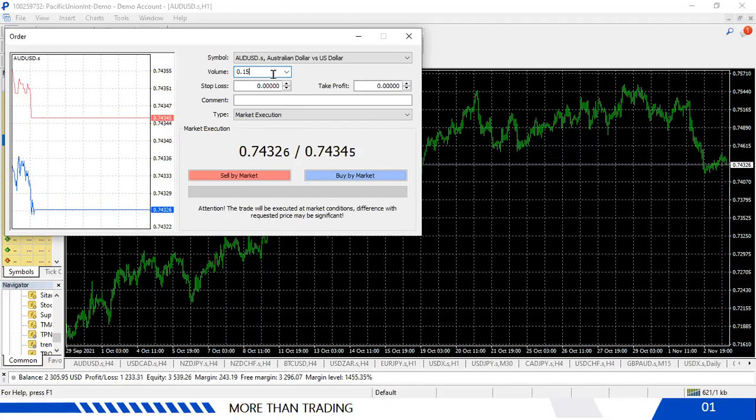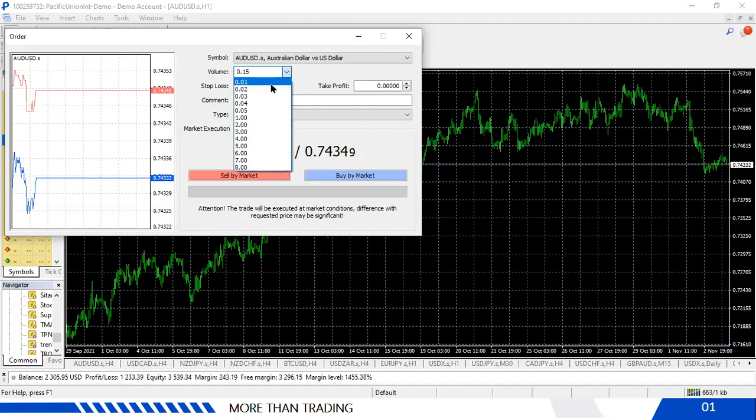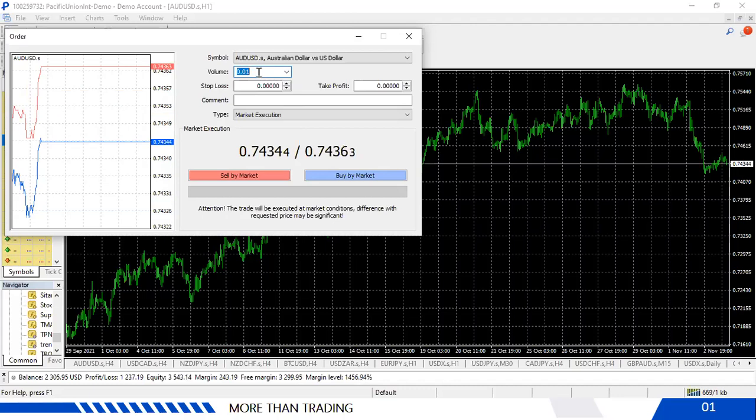But because you are using 0.15, it means 1 pip is $1.50. If you want to change it, you can click on this dot button. You have 0.01 here, you see it has changed to 0.01. Or you double click it, and once you double click it, you can now change it to whatever lot size you want.